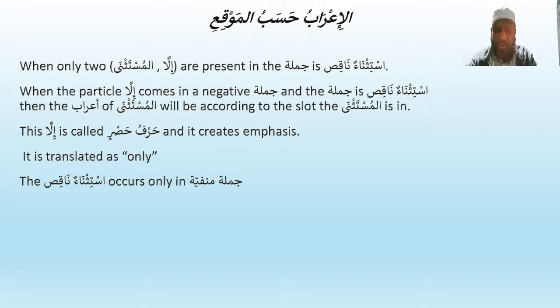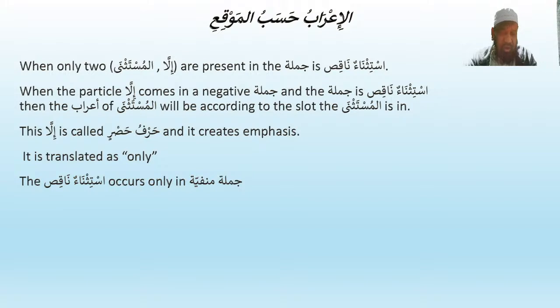So istisna naqis, and the jumla is jumlatun manfiyatun, then the i'rab of al-mustasna will be according to the slot the al-mustasna is in. This illa is called harf wa hasrin. This illa is no more harf istisna, and it creates emphasis. It is translated as only, and again this only is not limited. You can come with your own translation, that will be fine, but just to create the emphasis, if it's possible, use the word only. If not, it's okay, as long as you know the emphasis is there.